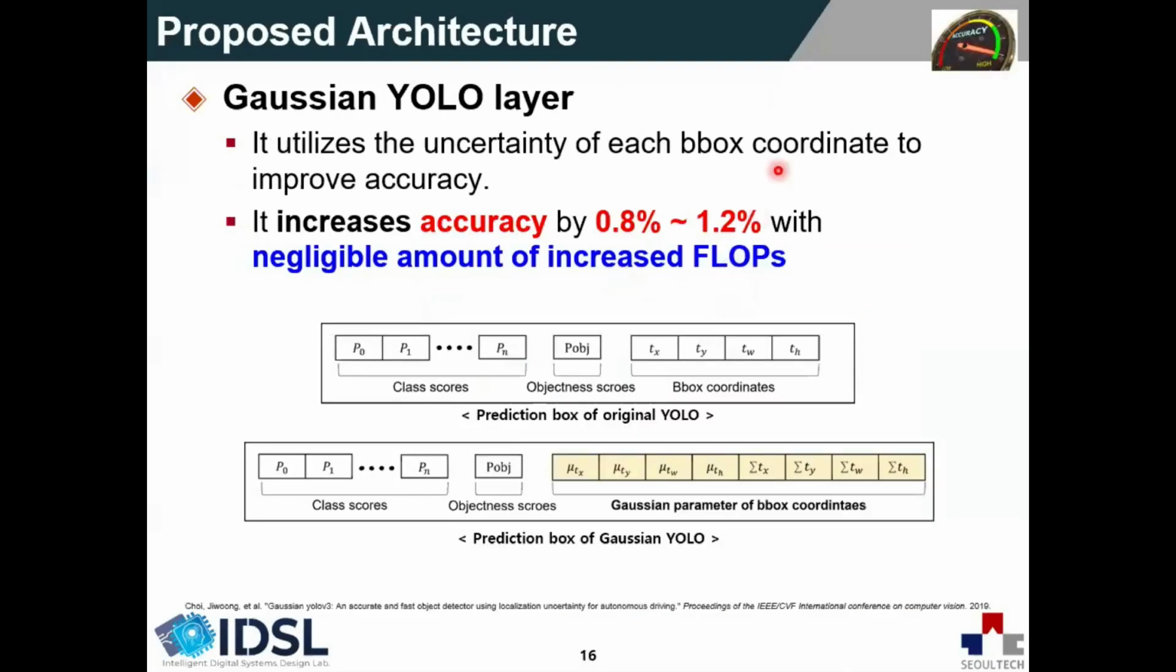And finally, in terms of accuracy, we adopted the Gaussian YOLO layer. This is a traditional YOLO layer. It consists of class scores, object scores, and B-box coordinates. But unlike this traditional YOLO layer, the Gaussian YOLO layer applies the Gaussian YOLO algorithm to the B-box coordinates. So when we determine the output results, we can utilize the Gaussian parameters of the B-box coordinates, and it contributes a lot to accuracy. It increases accuracy by 0.8% to 1.2%, with a negligible increase in loss. So it is quite reasonable.